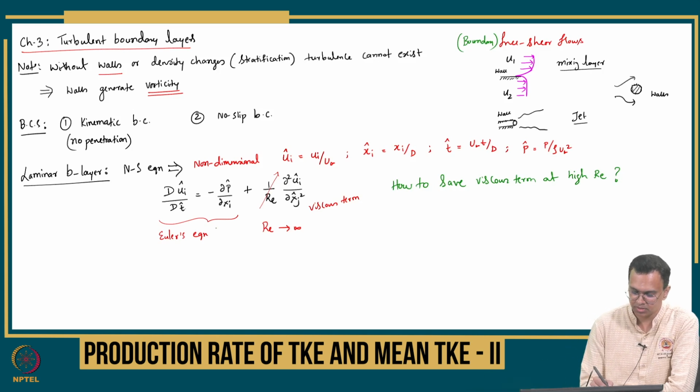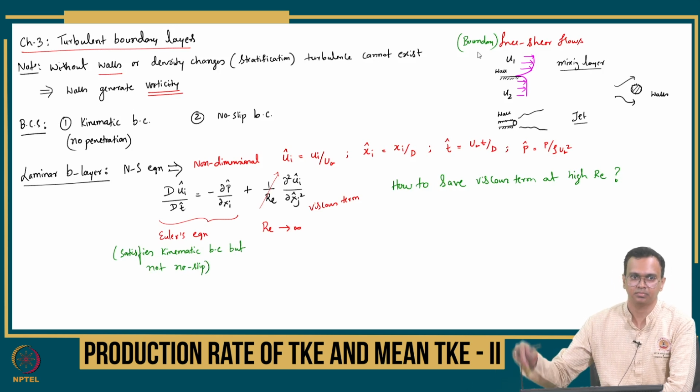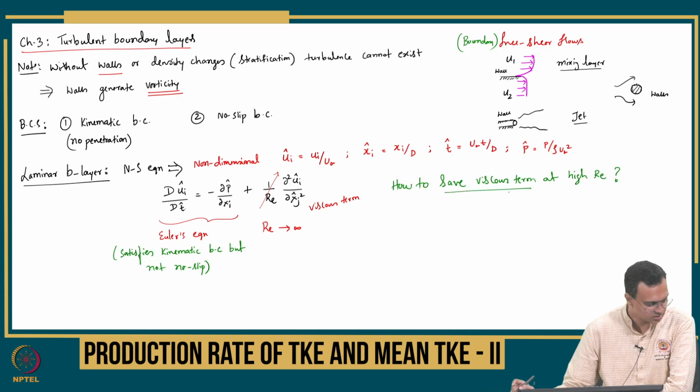So if you see this Euler's equation, this satisfies the kinematic condition, but not the no slip, right? So the kinematic condition is purely kinematics. There is no dynamic component of it. Like flow cannot penetrate inside the body. Right? So you have that kind of a condition. So Euler's equation satisfies the kinematic boundary condition, but not no slip here. So how do I save the viscous term?